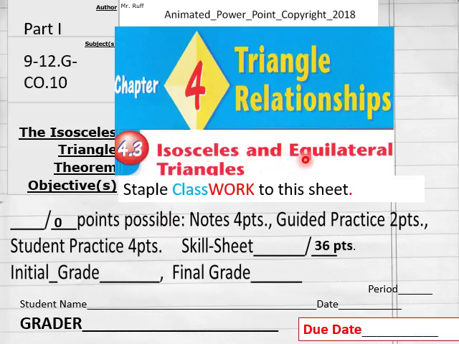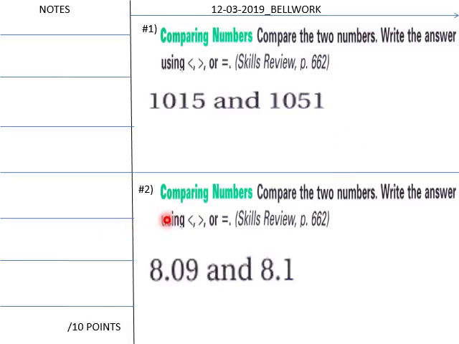4.3 Isosceles and Equilateral Triangles, part 1. We have a 36-point skill sheet and no points on our notebook taking.